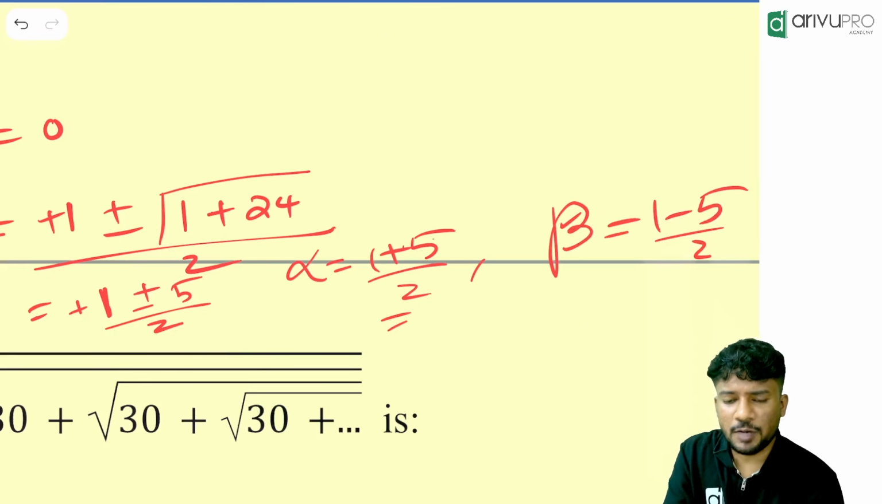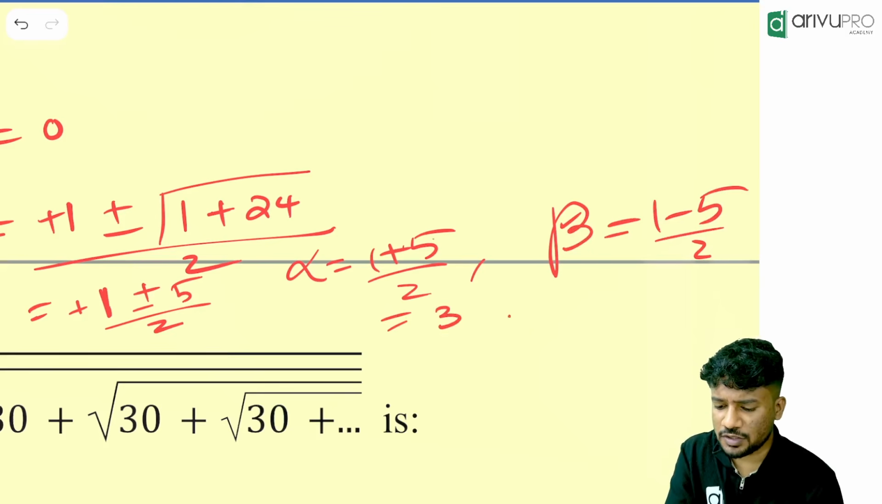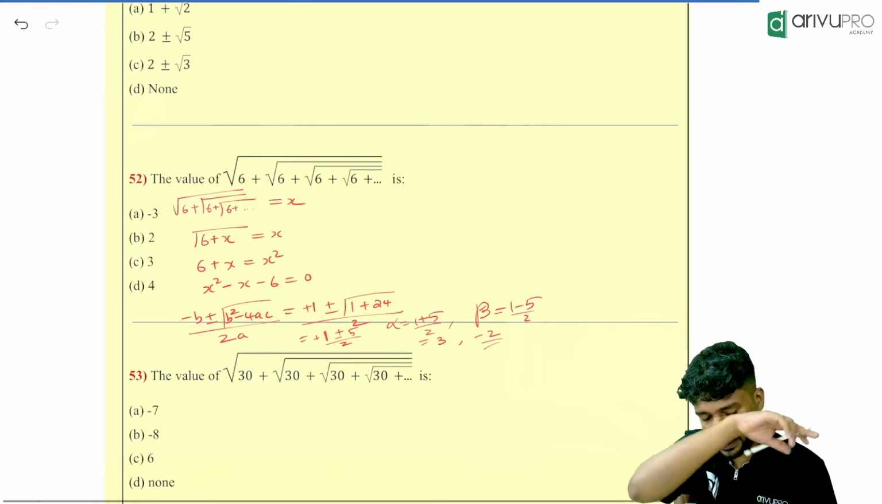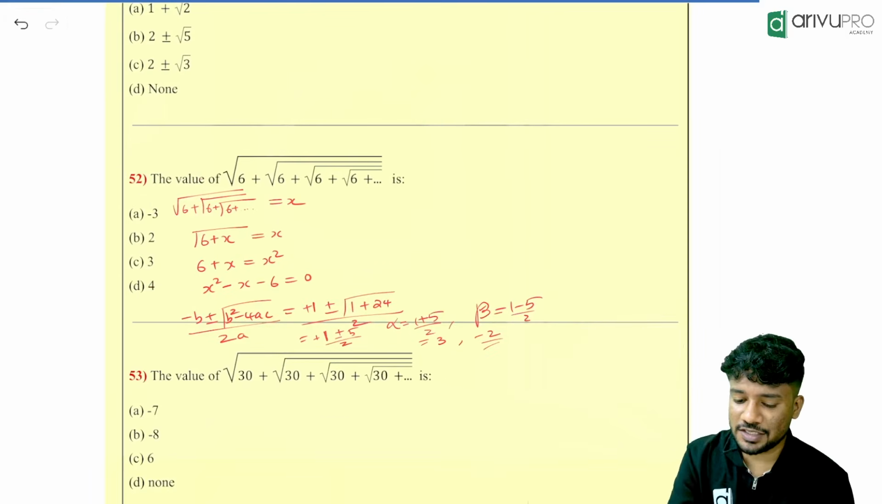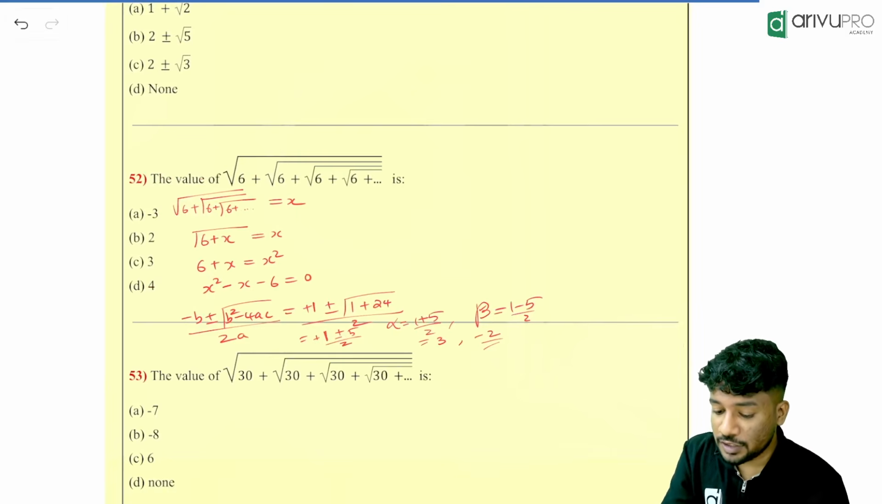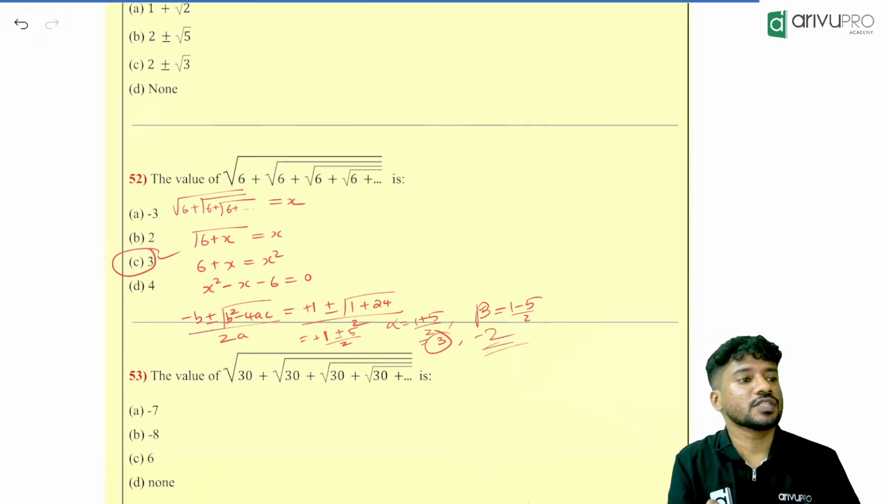1 plus 5 is 6, and 6 by 2 is 3. Beta value is 1 minus 5 by 2, which is minus 4 by 2, that is minus 2. Remember this: since everything is inside the root, we will ignore the negative sign and only take the positive value. So 3 is the answer.